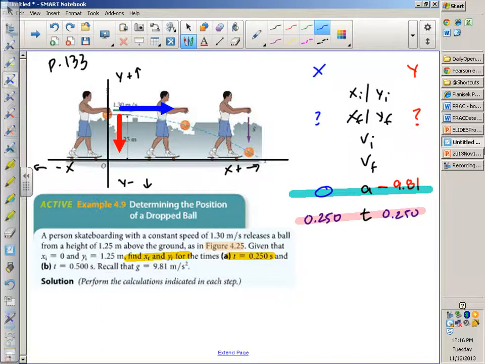Y initial is going to be what, Anthony? Say again? What is 1.30? Let's start with that then. What unit does 1.30 have on it? Meters per second. That means it's going to be a what? A velocity, right? Which velocity initial? Initial. Which axis, Nina? X. Because this ball is moving horizontally, right?